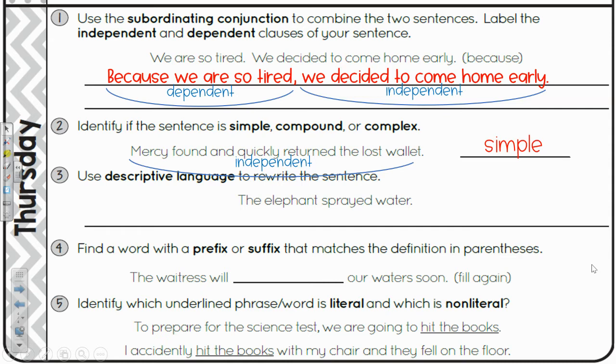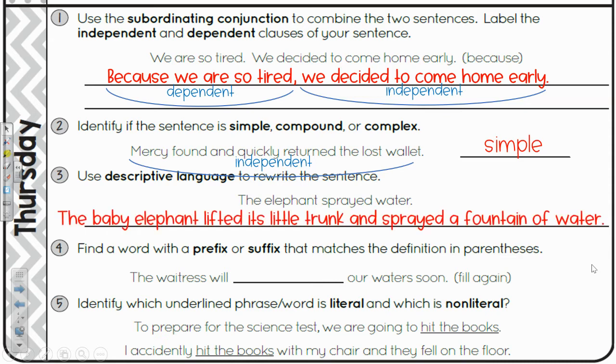Number three, my absolute favorite, use descriptive language to rewrite the sentence. The elephant sprayed water. Let's see what I added this week to jazz this one up. I wrote, the baby elephant lifted its little trunk and sprayed a fountain of water. So you can notice there I added some adjectives, baby for elephant, and I threw in little to describe the trunk. And I wanted to give you something you could imagine more and said sprayed a fountain of water.